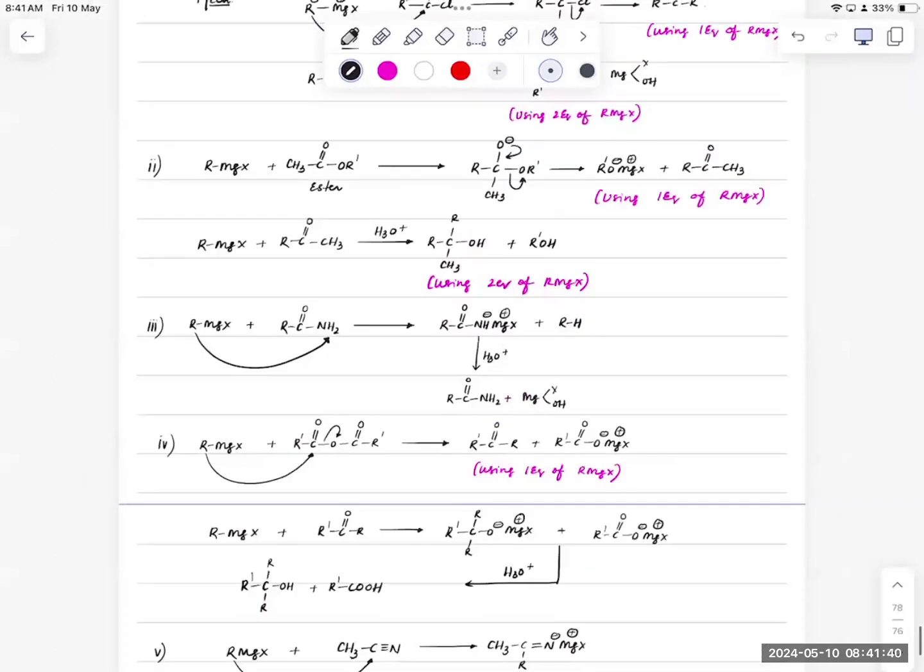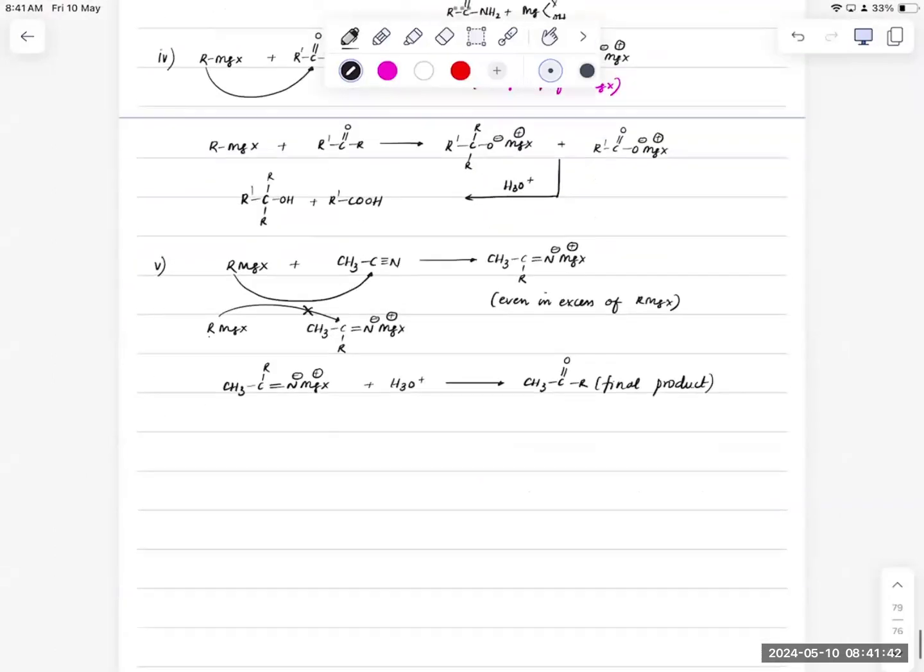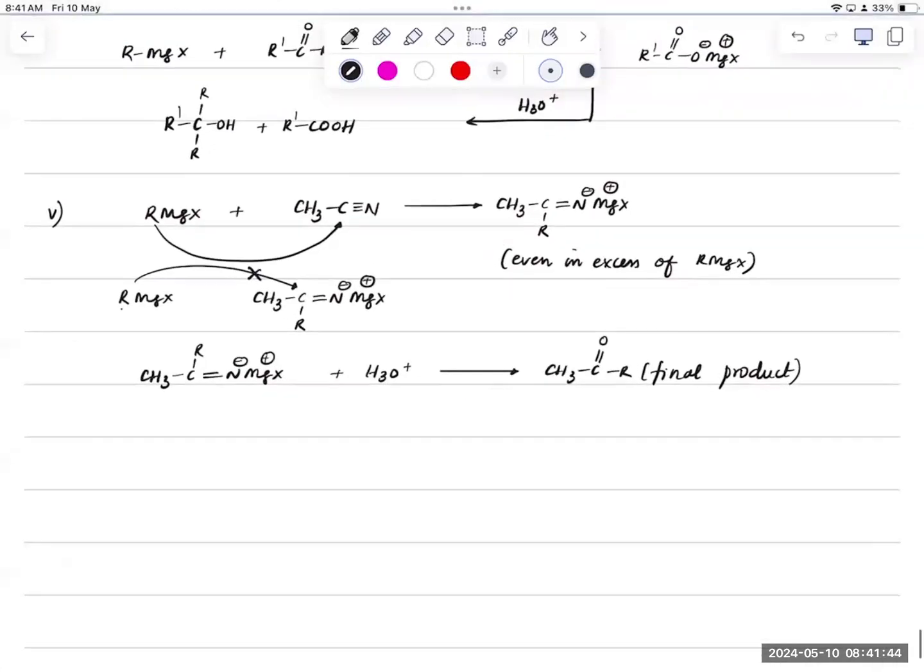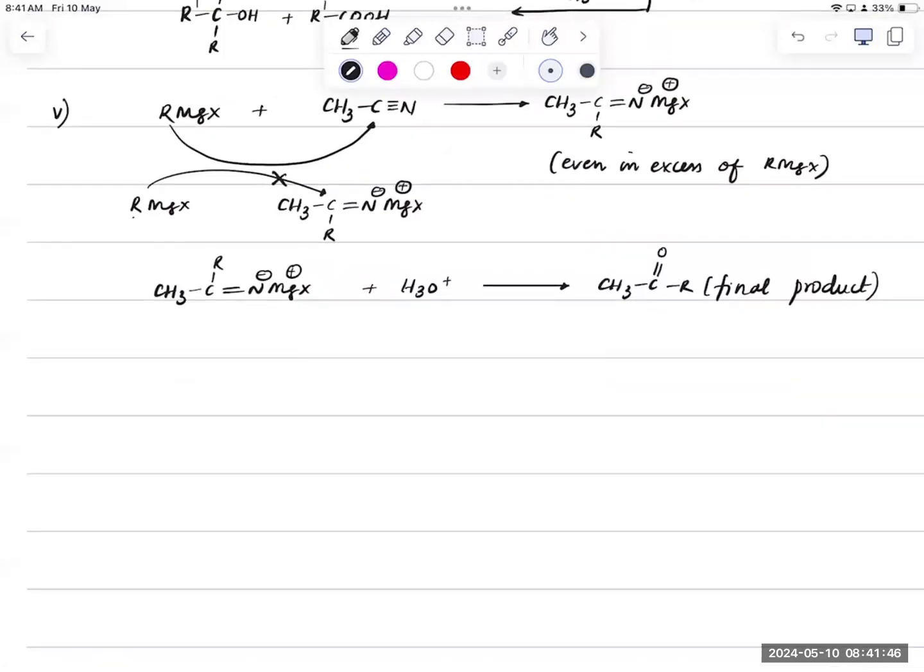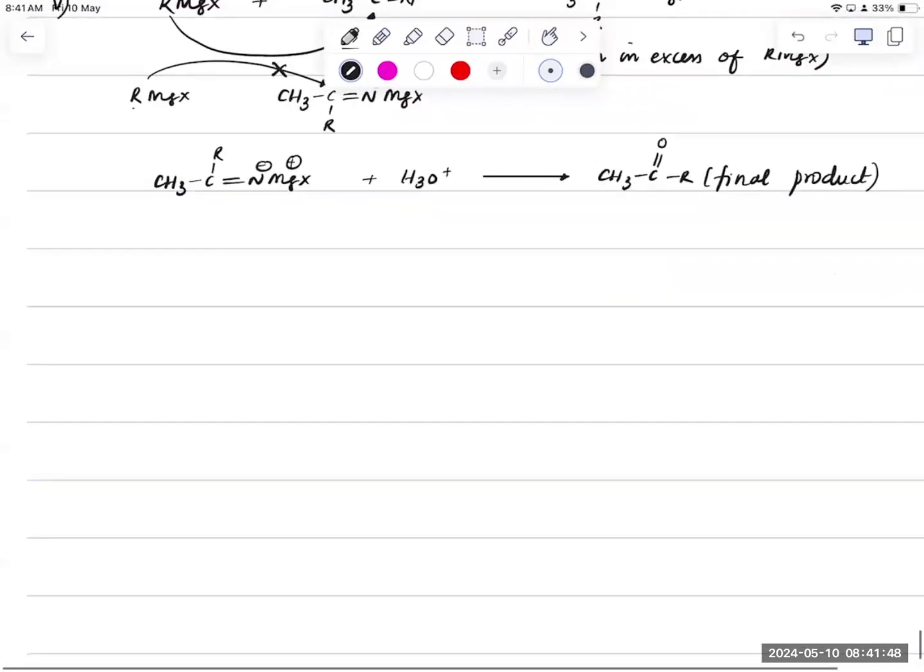Clear, everybody? These are all the reactions with acid derivatives, that is, how the reactions of Grignard's reagent take place on acid derivatives. Now, let me take one question here with a few examples. If you have different compounds, how do we respond?